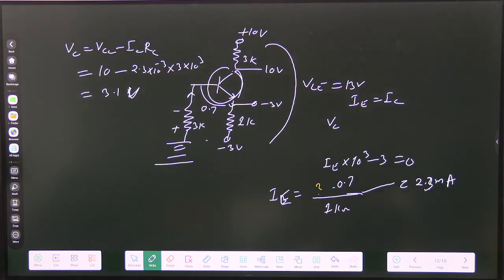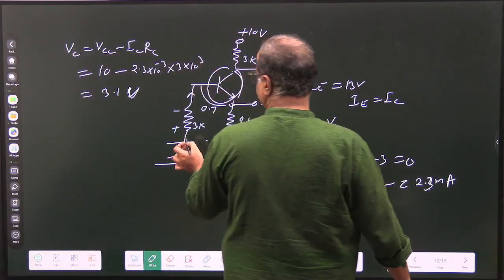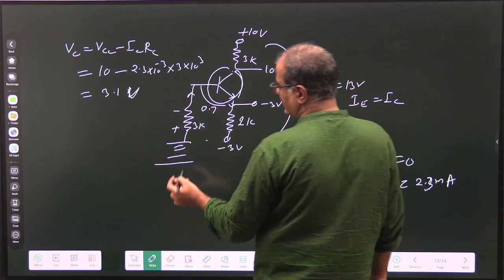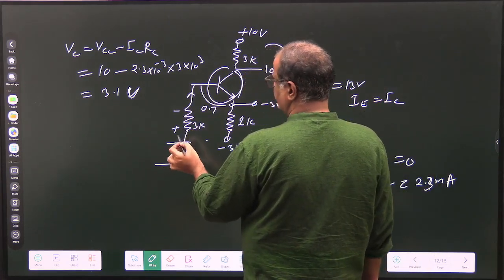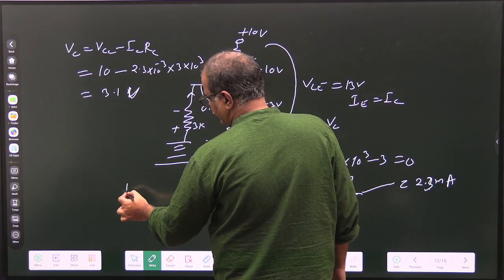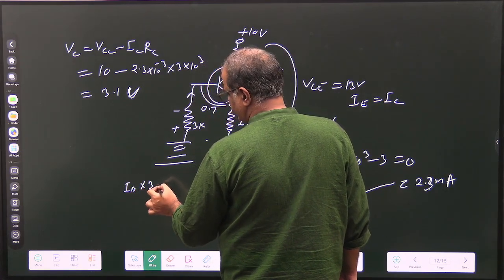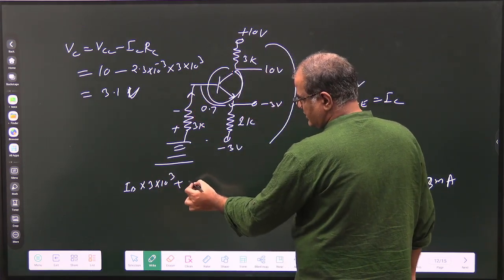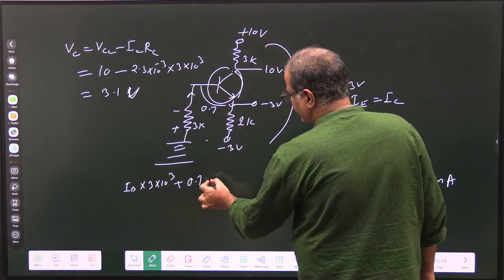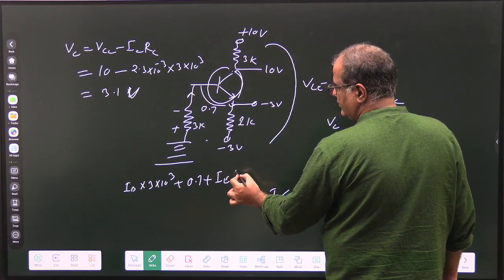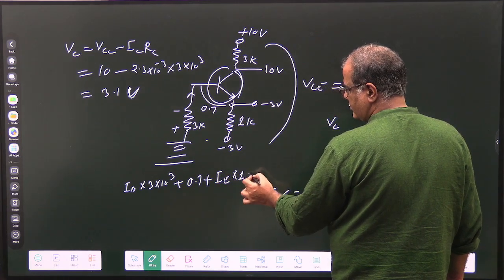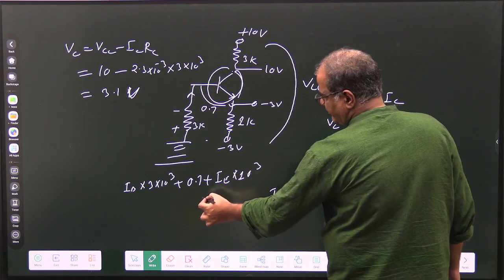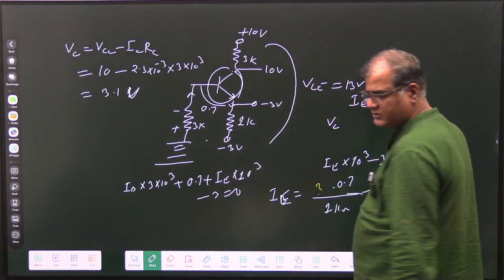Wait, next question. So what has been done here? If I want to write the equation, how would I write it? Obviously, current will flow like this. So I'll write IB into 3 kilo ohm plus VB is 0.7, and then plus IE into RE, which is 1 kilo ohm, and minus 3 equals to 0.